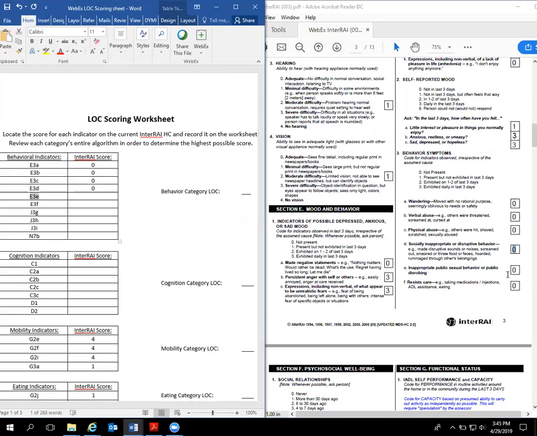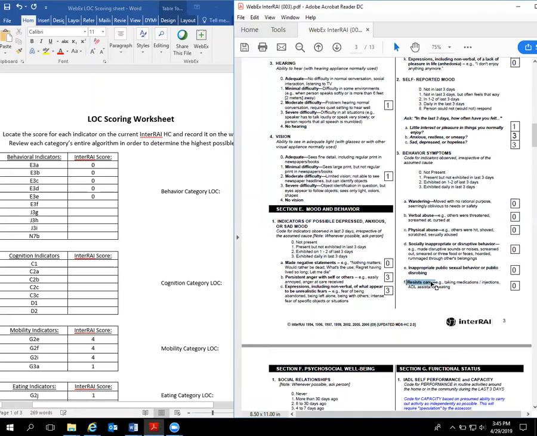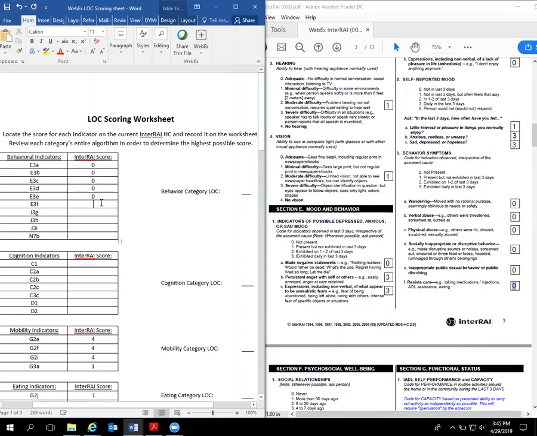E3E is 0, so I will put E3E as 0 on the worksheet. And E3F is 0, so I will put 0 here on the worksheet. And that is all you need to do when scoring on the worksheet.